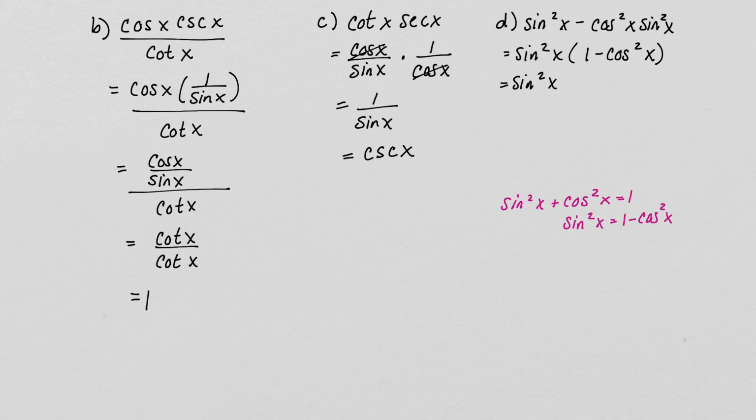So sine squared x times sine squared x. And so basically you're saying I have two sines and another two sines. So I end up having sine to the fourth of x. So all the problems in this section are going to use those reciprocal or quotient identities and the Pythagorean identities.